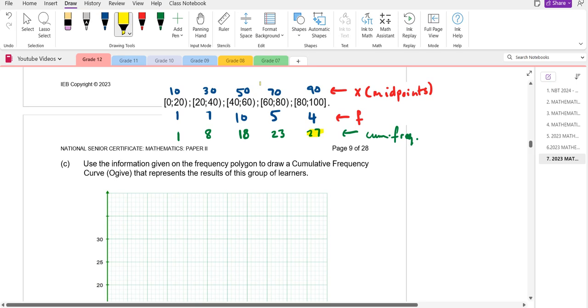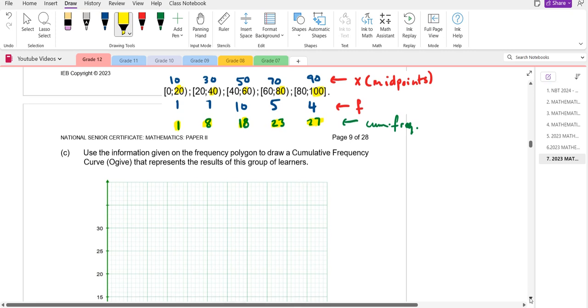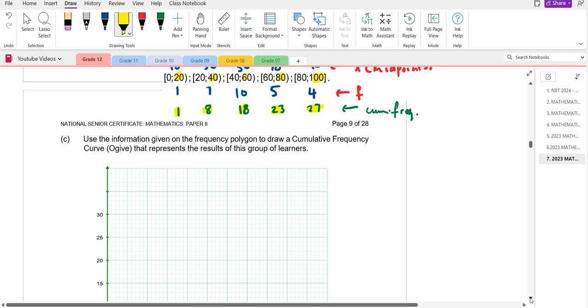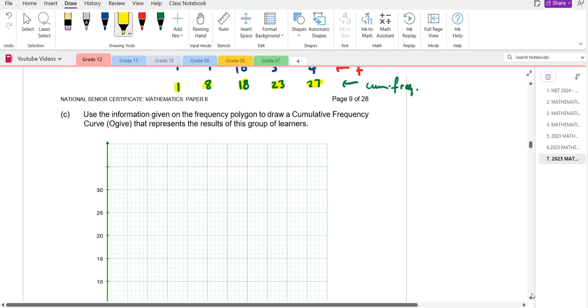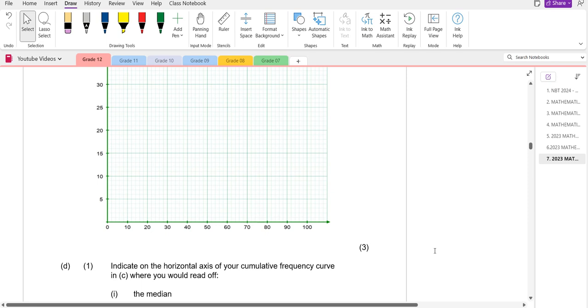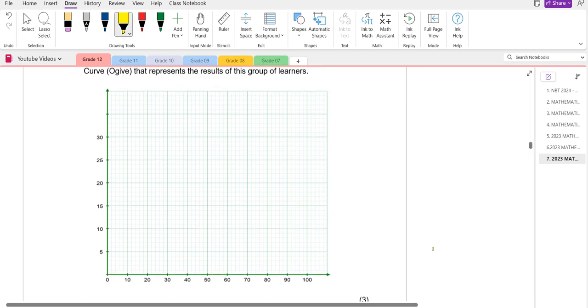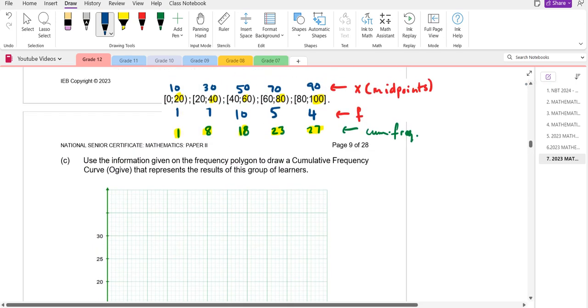And remember, we take the upper class boundary and the cumulative frequencies. So these are your points, right? 20 and 1, 40 and 8, 60 and 18, 80 and 23, 100 and 27. Now let's plot these 5 points, right? So we got 20 and 1. See how this is going, 1, 2, 3, 4, 5, and the bottom is going in intervals of 2's. So I want the first point to be 20 and 1.